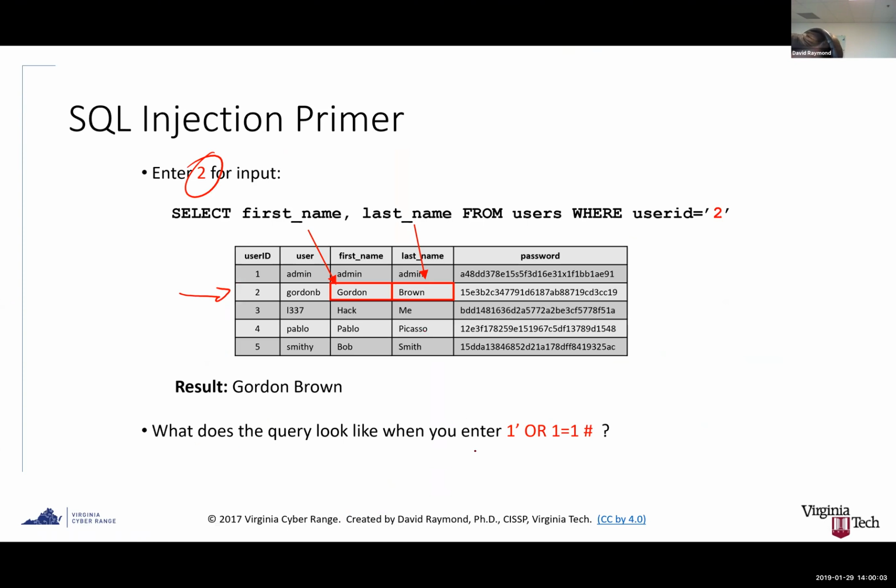What does the query look like when you enter tick or 1 equals 1? That's what we just did, right? We added a bunch of extra information in there. 1 equals 1 is always true. So as the system looks through the fields to see which ones match, it's going to match all of them, and so you're going to get all of the first name and last name out of the users table.